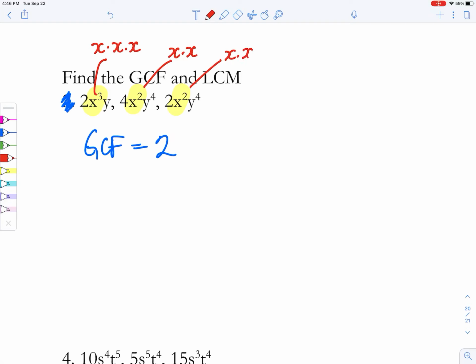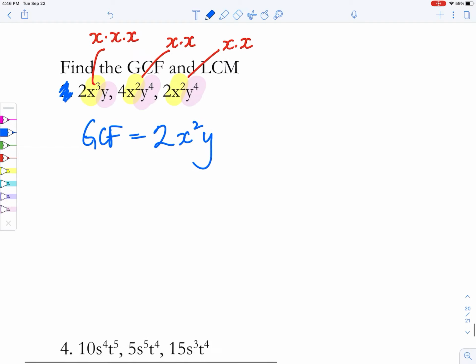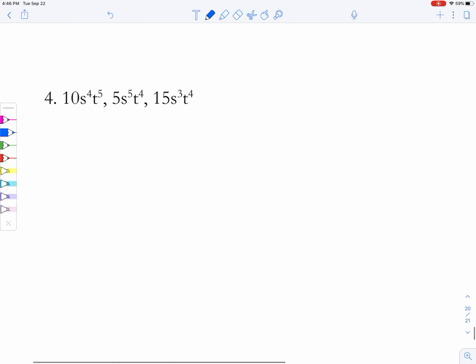And another x times x. So when I say I could take 2 x's out, it's because x squared really is 2 x's. When I look at y's, I've got 1 y, 4 y's, and 4 y's. So the smallest number of y's I could take out is just 1. Question 4.